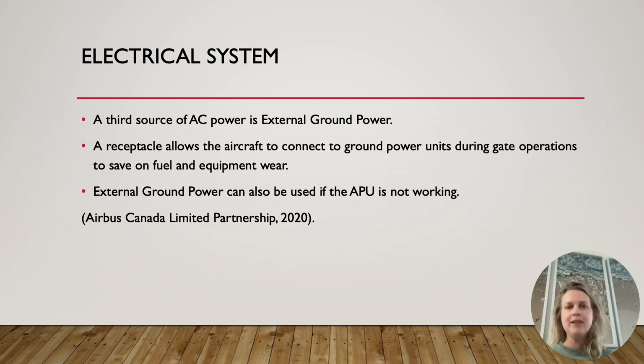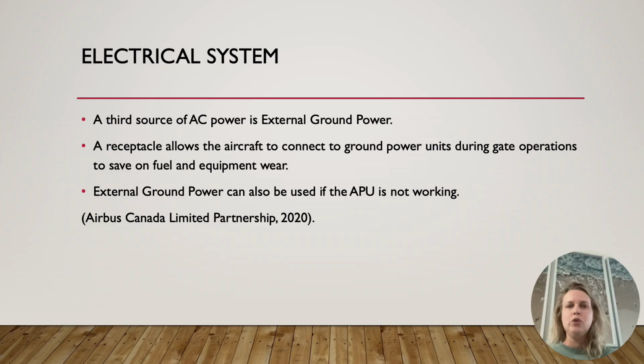A third source of AC power is the external ground power unit. It allows the aircraft to connect to ground power during gate operations to save on fuel and equipment wear. So it saves you from starting and turning off the APU if you're using the ground power.